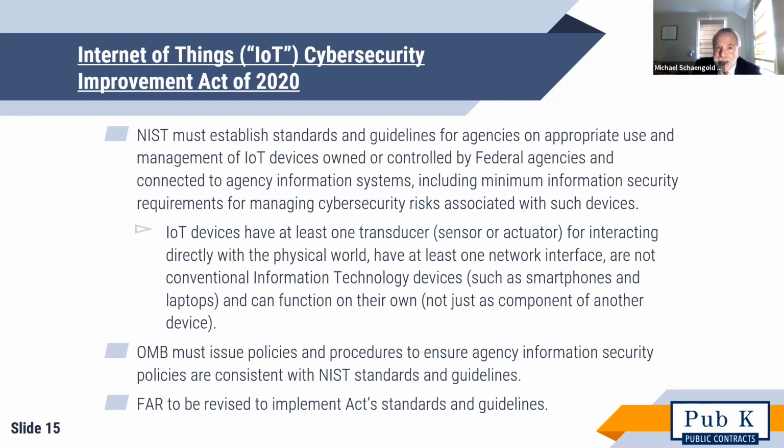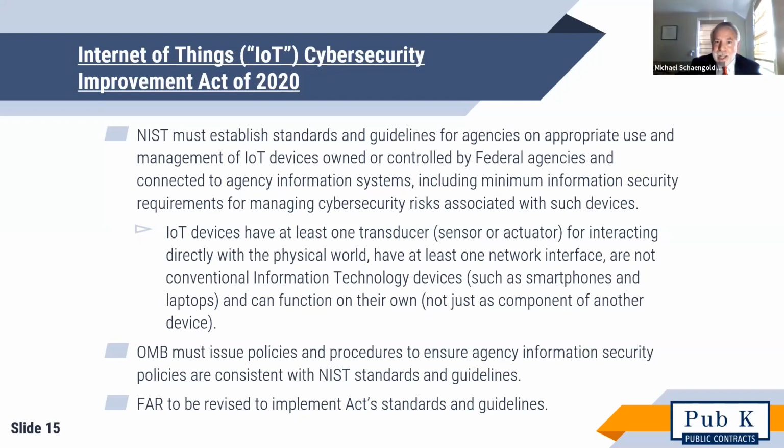Not later than 90 days after the act's enactment, the National Institute of Standards and Technology, NIST, must develop and publish standards and guidelines for the government on the appropriate use and management of IoT devices owned or controlled, used by the government with respect to cybersecurity risks. Within 180 days of the publishing of those standards, OMB, in consultation with Homeland Security, must review agencies' existing information security policies and ensure that they are consistent with NIST standards. The FAR must be revised to implement these standards.